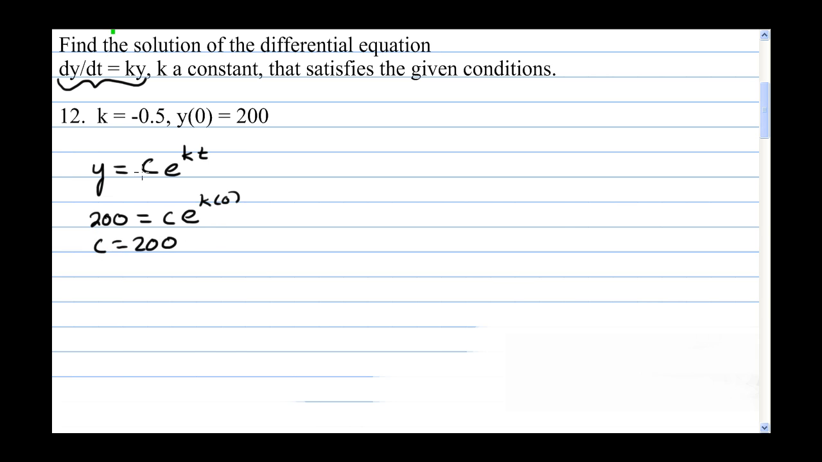Now that's the initial value. C is always the initial value in exponential growth with this formula. So if you're ever given a t value of 0, you can just plug the 200 or whatever is here in for c. So right now we have y equals 200 e to the kt. Now k, you're told, is negative 0.5, so we have y equals 200 e to the negative 0.5 t, and that's the solution of the differential equation with these given characteristics.